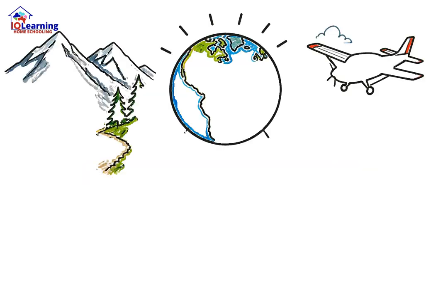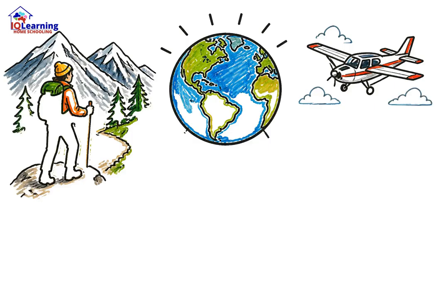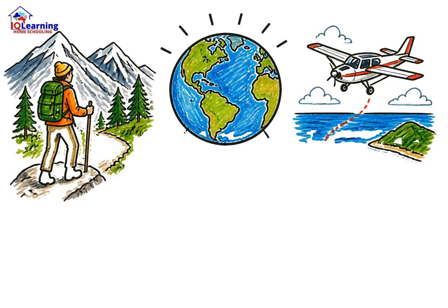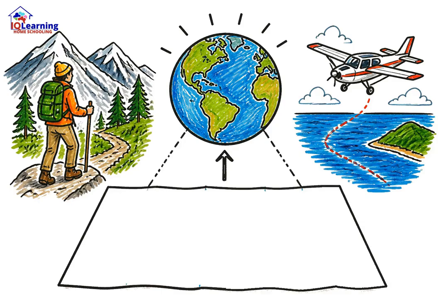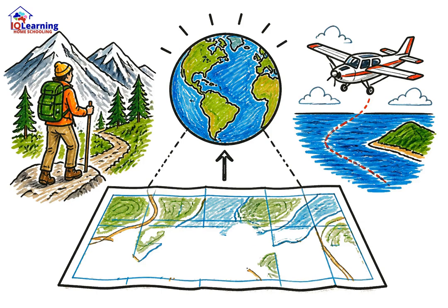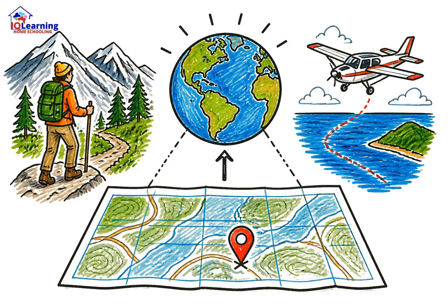Combining scale and direction gives you spatial literacy. It's what allows a hiker to navigate without a signal and a pilot to plot a flight path across an ocean. It's the math that shrinks the world onto a page and then lets you find your place in it.